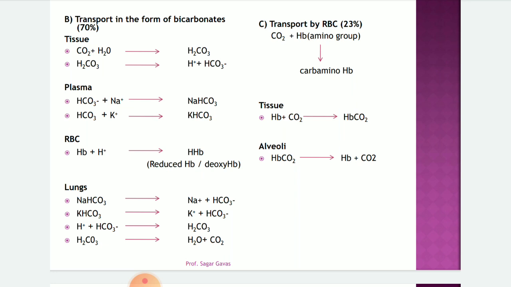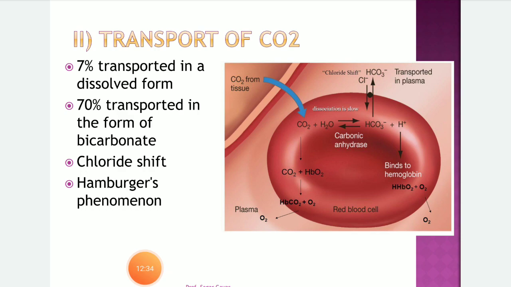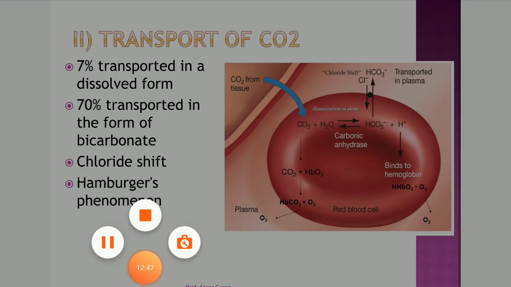Now in the RBC, that hemoglobin is going to combine with H plus ion, and it is going to form reduced hemoglobin or deoxyhemoglobin. You can see the same thing. So this H plus is going to combine with hemoglobin. In the diagram you can make out, it is going to form reduced hemoglobin, also known as deoxyhemoglobin.